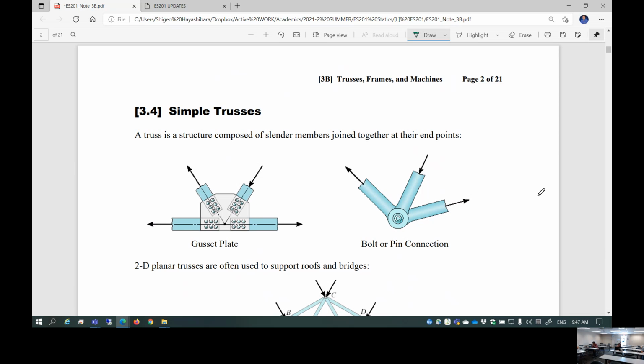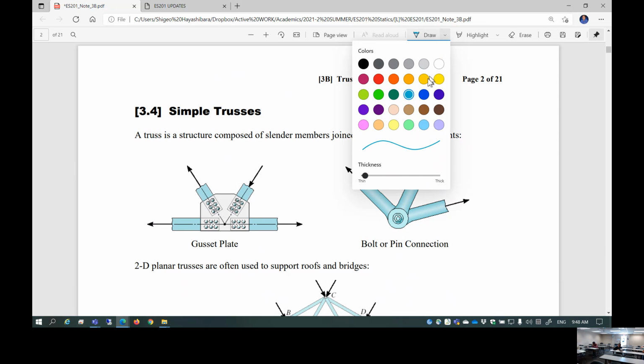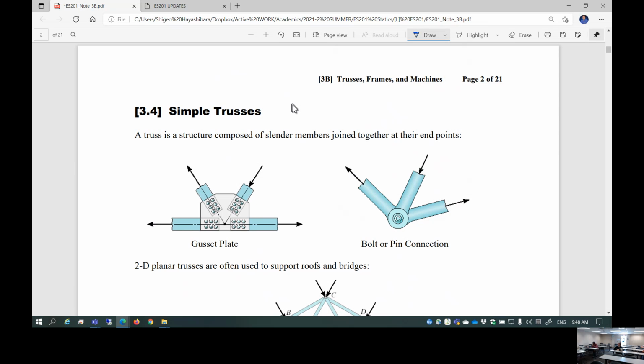Simple truss. So let's just start with the simple truss. A truss, what is that? It is a structure composed of slender members, typically called a bar or something, right? So a bar can take both compressive and tensile force. So you can apply both tension and compression forces to the bar, the slender members.